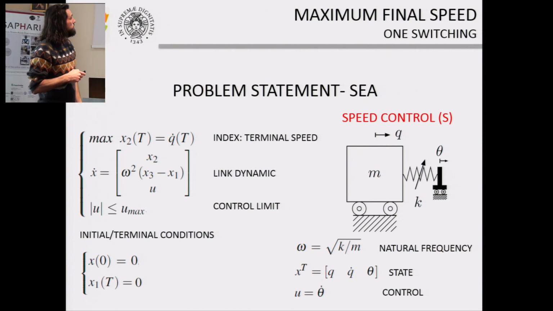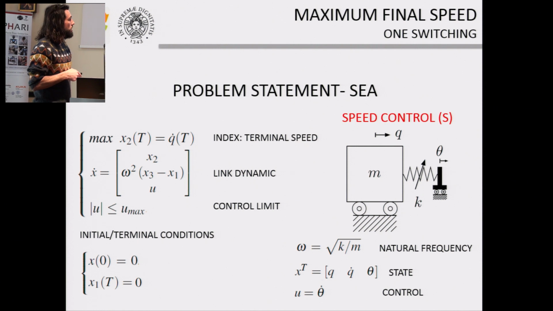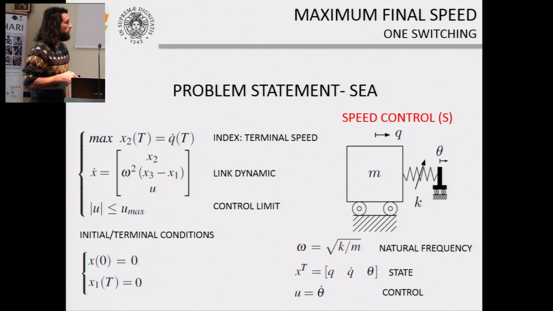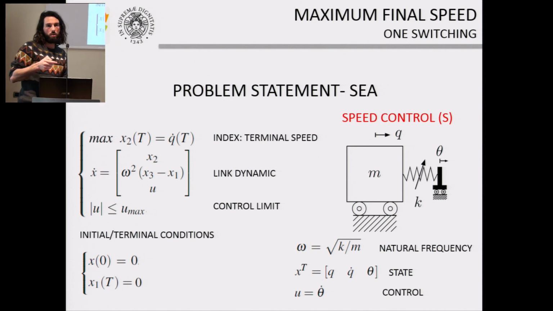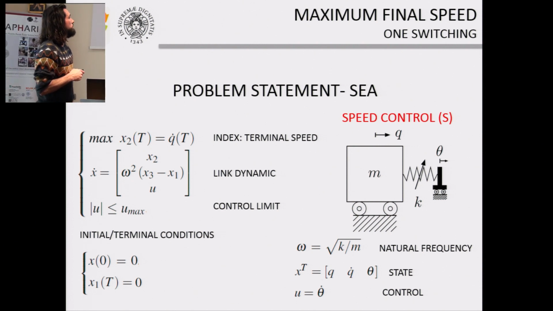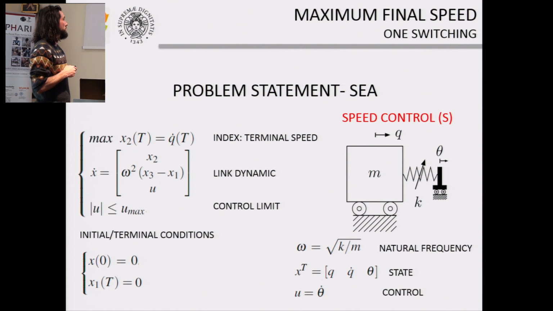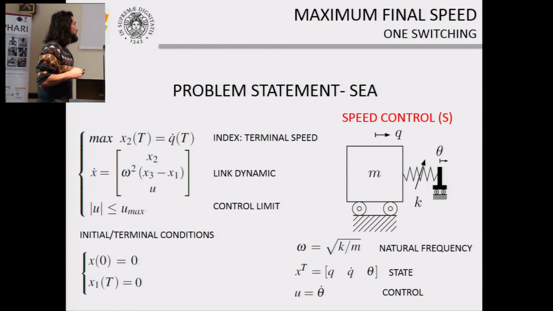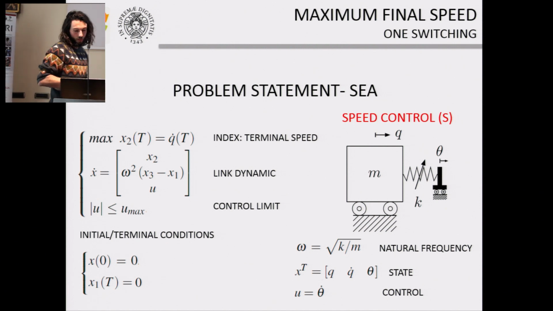Okay, this is the problem statement for the speed control case. In this problem, we assume to control the velocity of the motor, not anymore the position. And the dynamics of the problem has one state more, so now the position of the motor has become one state, and its derivative, the control.